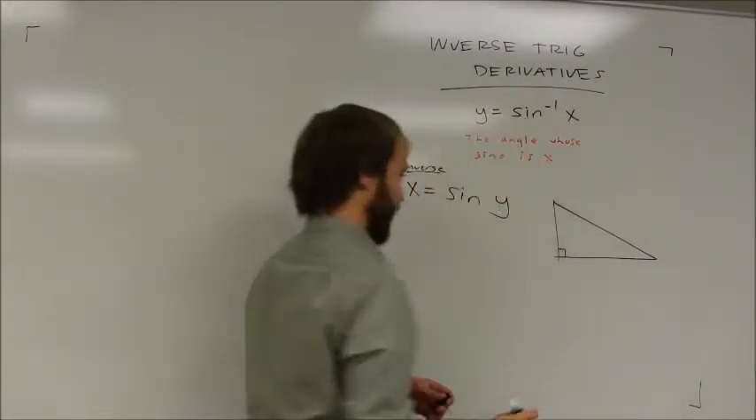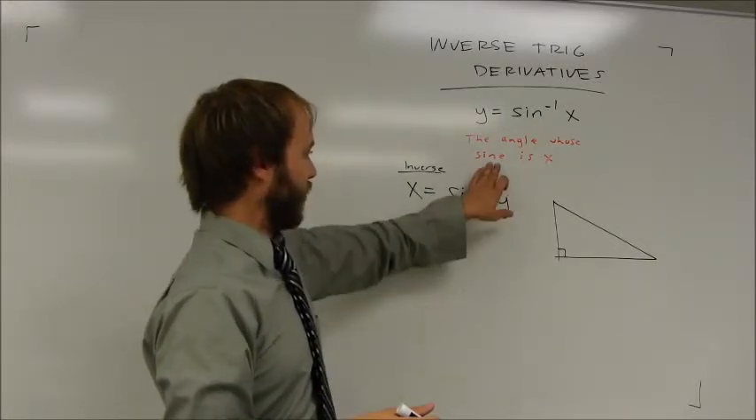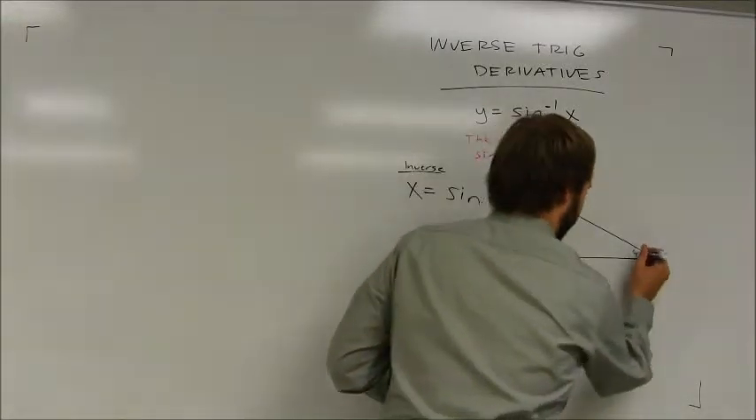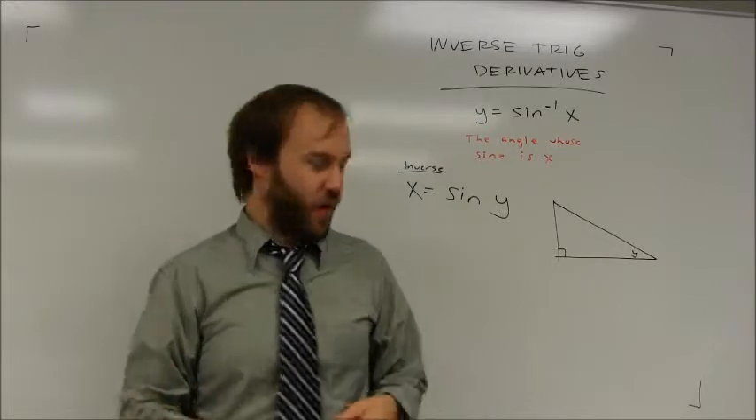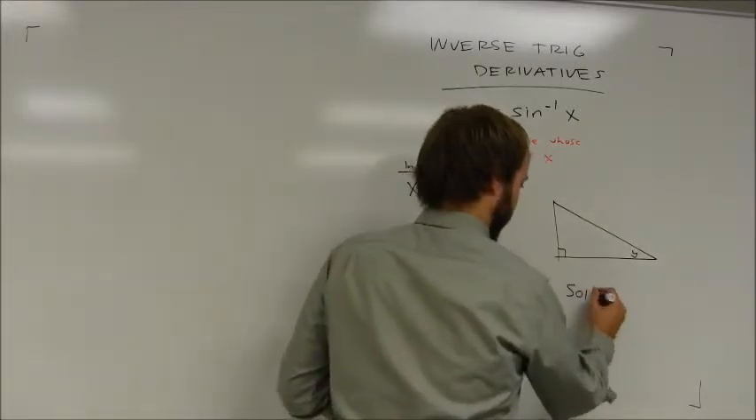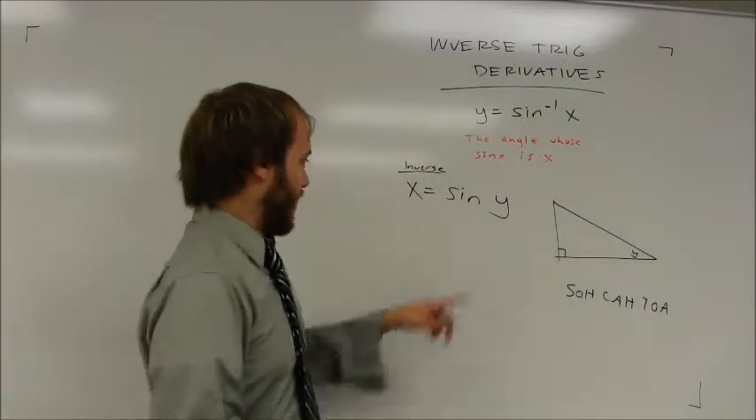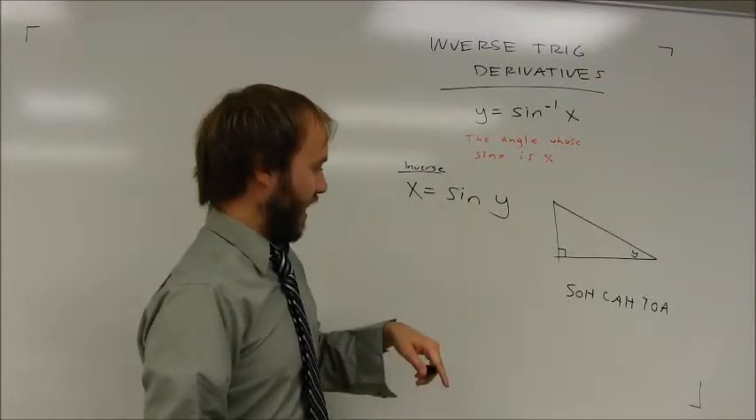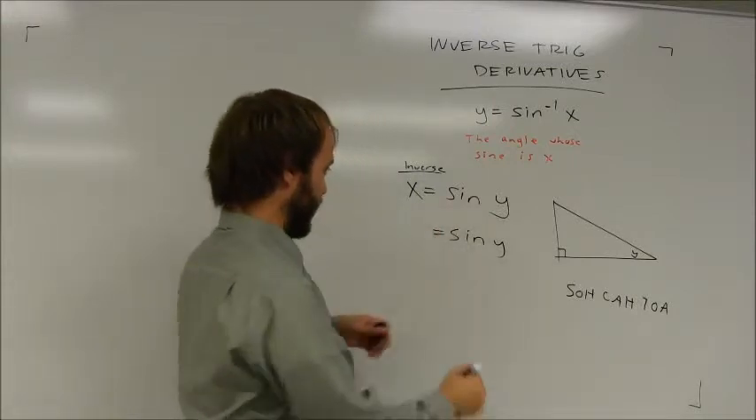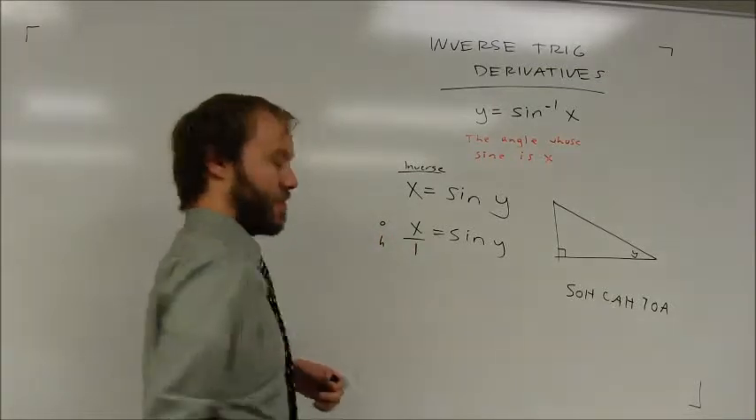So I'm going to draw a right triangle here. And remember what this is saying. This is the angle whose sine is x. That's saying that y is the angle. And we need to figure out what x means in this problem. Well, based off the sine definition, if you remember your SOHCAHTOA rules, sine is equal to the opposite side over the hypotenuse. So we're saying that the sine of y is equal to, it really should be a fraction, x as a fraction is x over 1. And that's the opposite side over the hypotenuse.